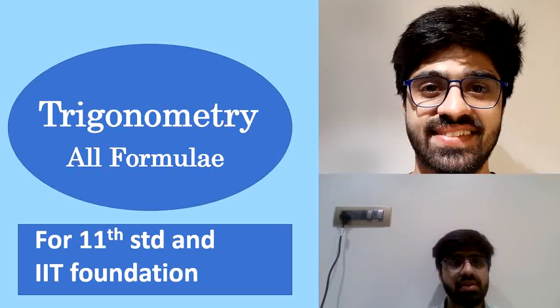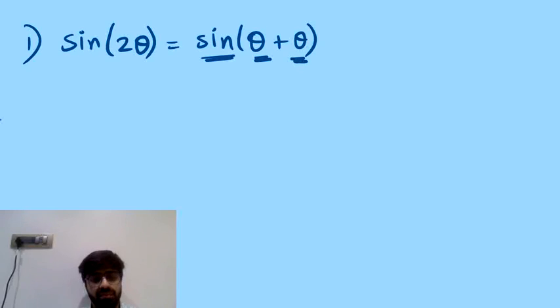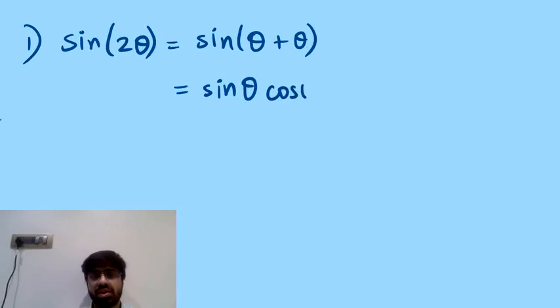Going ahead with the next set of formulae. The first formula we are deriving is the formula for sine 2 theta. Now sine 2 theta can be thought of as sine of theta plus theta. Think of it as sine of A plus B. Sine of A plus B is sine A cos B plus cos A sine B. So expanding this will give you sine A cos B plus cos A sine B.